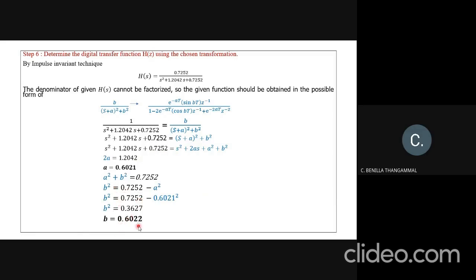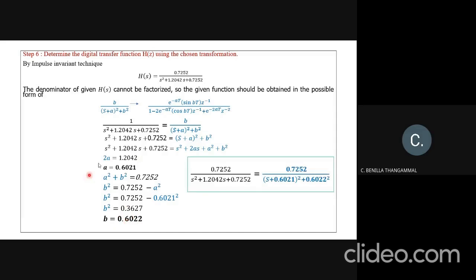Normally students will forget about taking this square root. They'll take the b square value as 0.3627. So you should be very cautious and conscious enough to find your b value. So now I can write 1 divided by s square plus 1.2042 s plus 0.7252 as s plus a whole square plus b square, and this numerator is 0.7252.